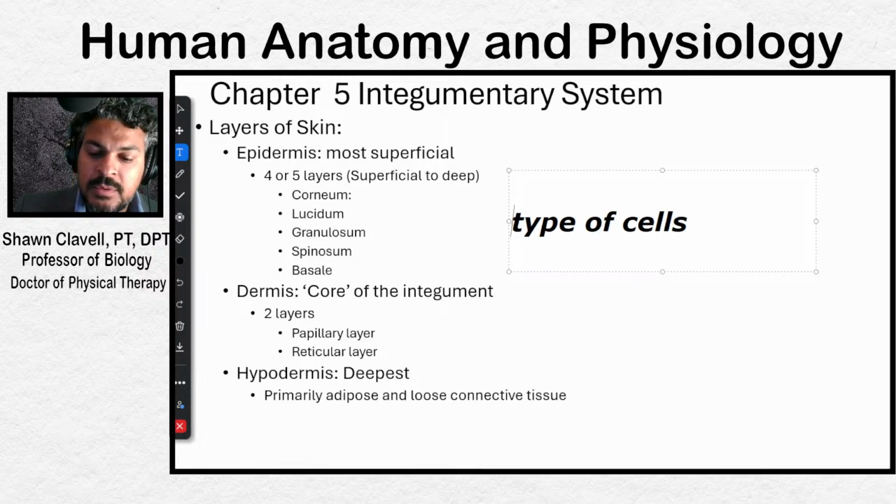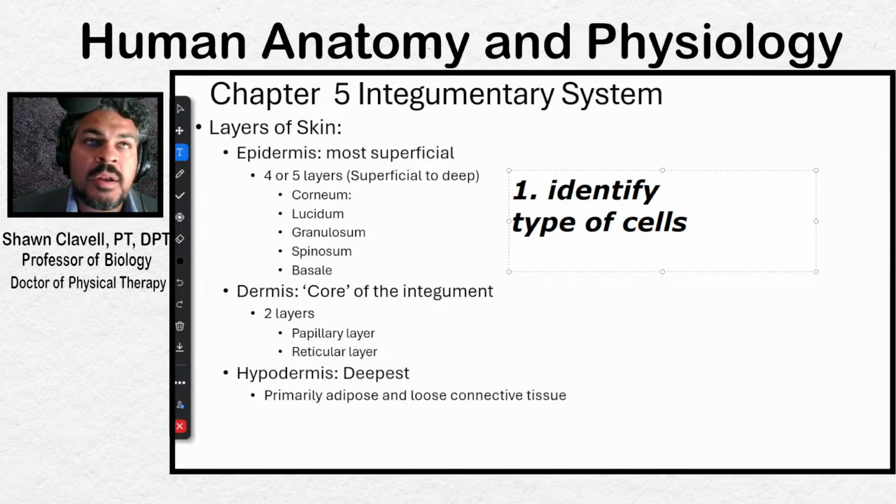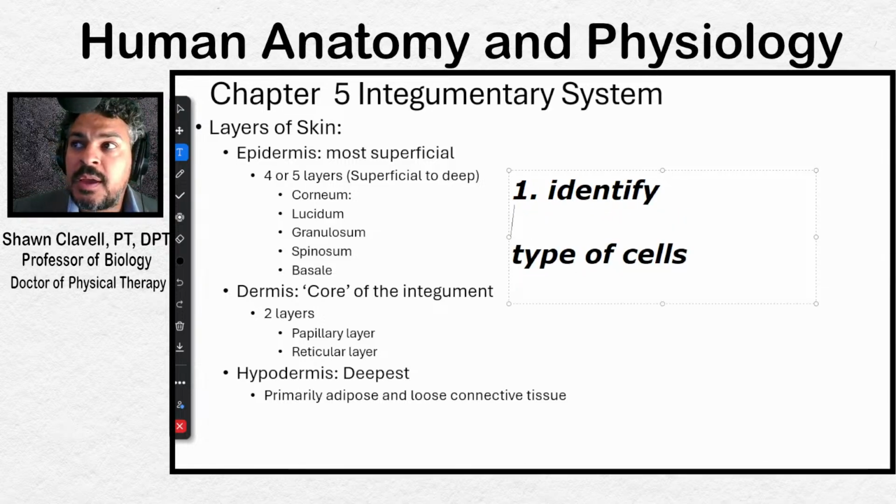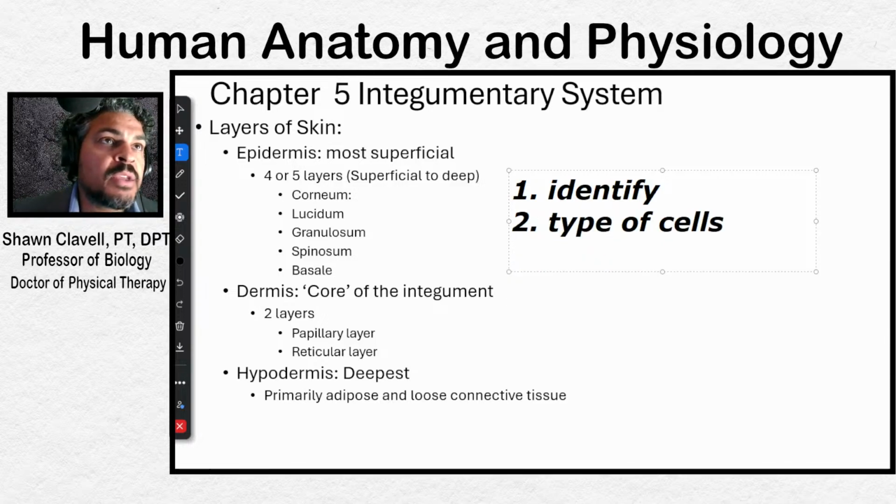Be able to identify on like a microscope or anything like that. The second part is what are the types of cells that you would see in terms of like what is it, right? Like what is that tissue and some characteristics of it. So the 5 layers of the epidermis, the 2 layers of the dermis, being familiar with that.